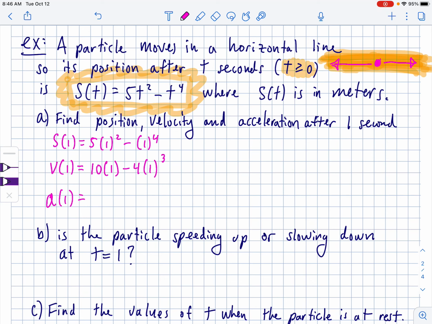Then acceleration, which we call lowercase a, is going to be the derivative of the derivative. So that part goes away and we just get 10 minus 12t squared. So it'd be 10 minus 12 times 1 squared. Now, the top equation is the position equation. So 5 times 1 squared is 5, take away 1 is 4. So this is going to be 4 meters from its starting point. That's its displacement.